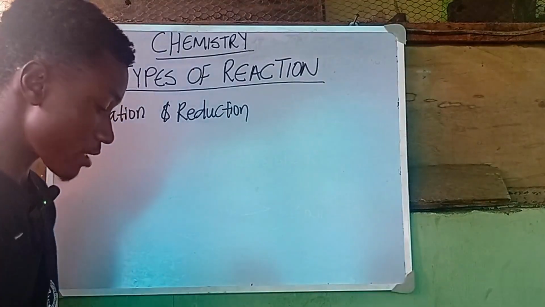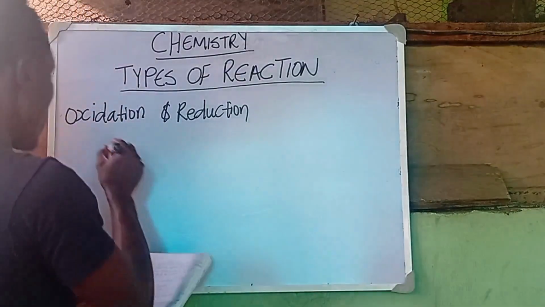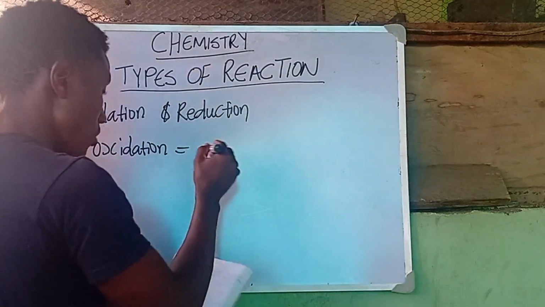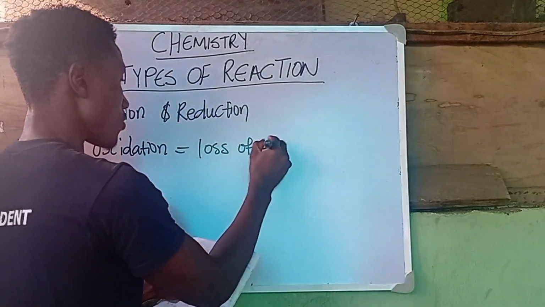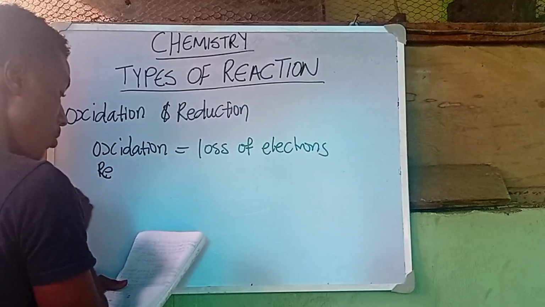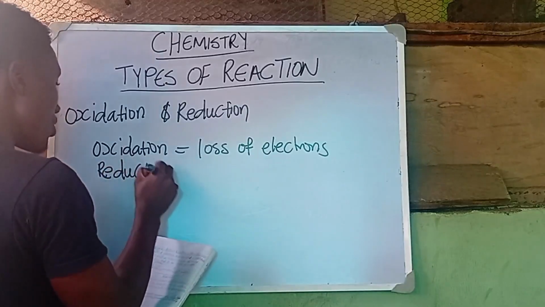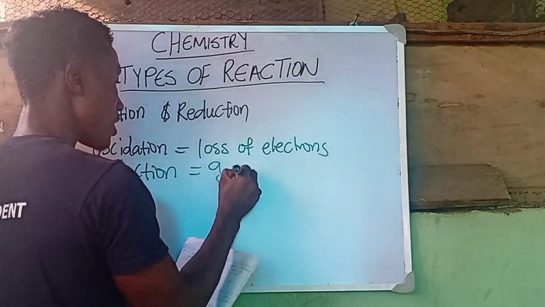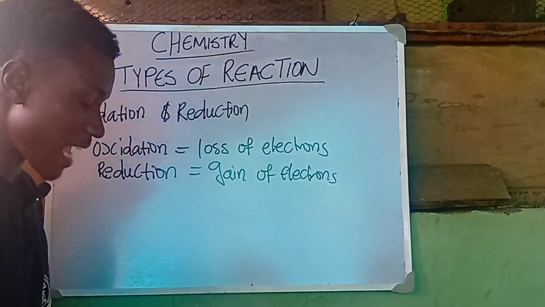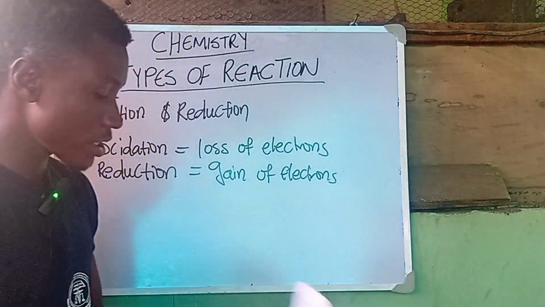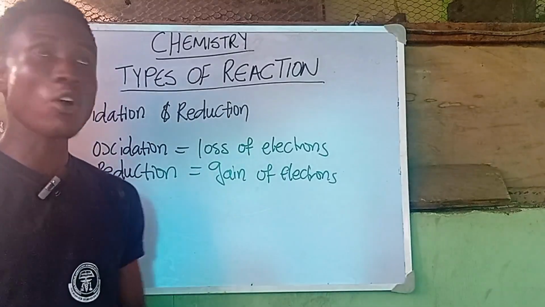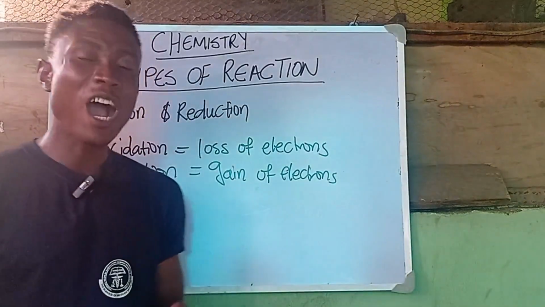I feel like writing it down here. We said oxidation equals the loss of electrons, and reduction is the gain of electrons. Please take note of this. And we say the oxidizing agent accepts electrons, and the reducing agent donates electrons. So that is basically everything you're supposed to know when it comes to this type of reaction. JAMB will not ask you in depth.